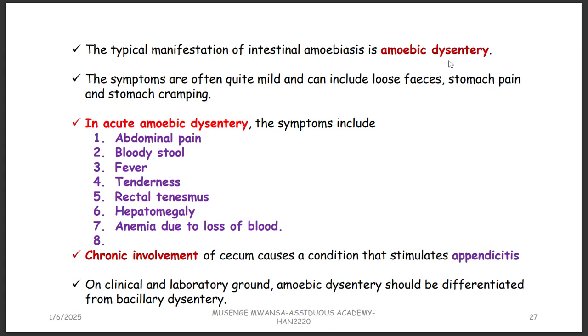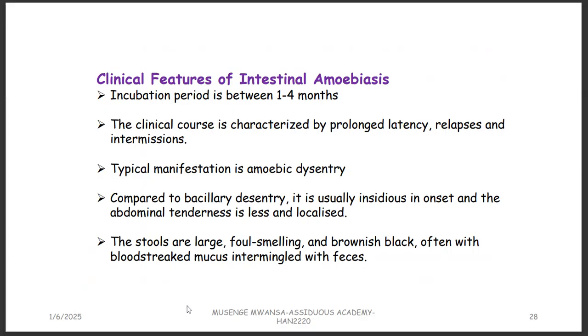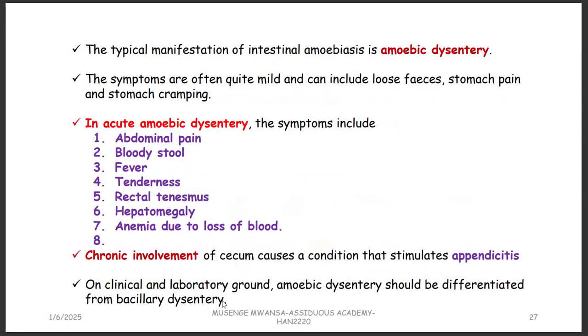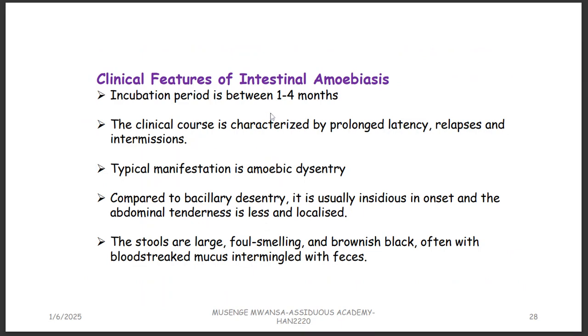Actually, dysentery, you have dysentery that is caused by Entamoeba histolytica, which is known as amoebic dysentery. You also have dysentery that is caused by bacteria, which is known as bacillary dysentery. So you should be able to differentiate these two types of dysentery. Okay. Clinical features of intestinal amoebiasis.